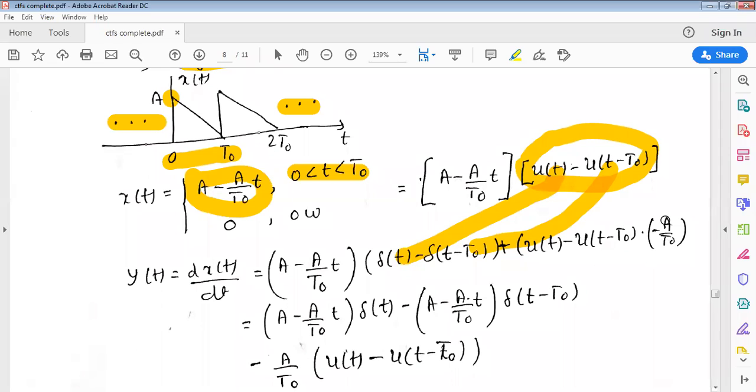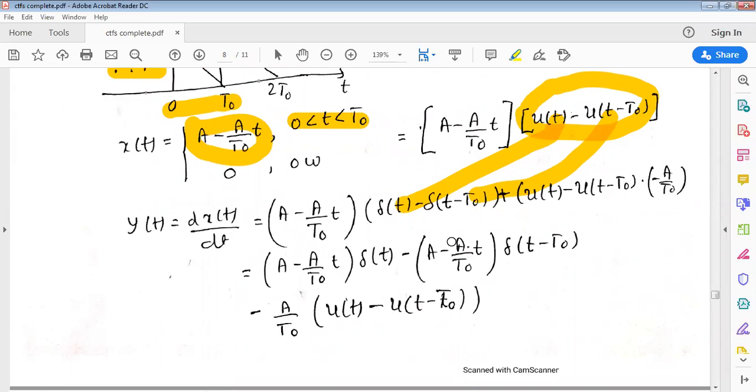So I obtained the derivative of x of t. Simplify this one: (A minus A by t naught into t) into delta of t, minus (A minus A by t naught into t) into delta of t minus t naught. So this one into this one, minus this one into this one. So you have got this one. And remember, plus into minus will give me minus A by t naught. A by t naught I'll write as it is, u of t minus t naught as it is.